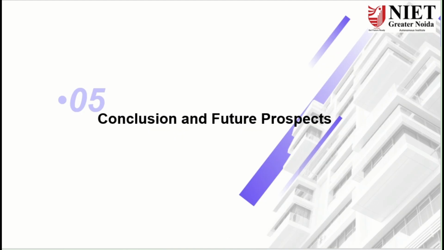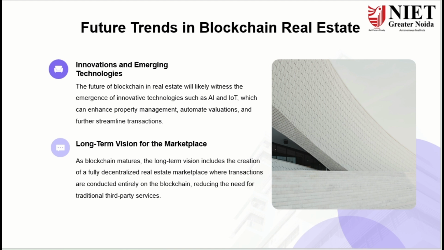Now, what are the conclusion and future prospects of our project? Innovation and emerging technology: in the future, blockchain could work together with AI and IoT. This would definitely help automate things like property value checks and smart maintenance, and it also provides a very long-term vision for the marketplace.